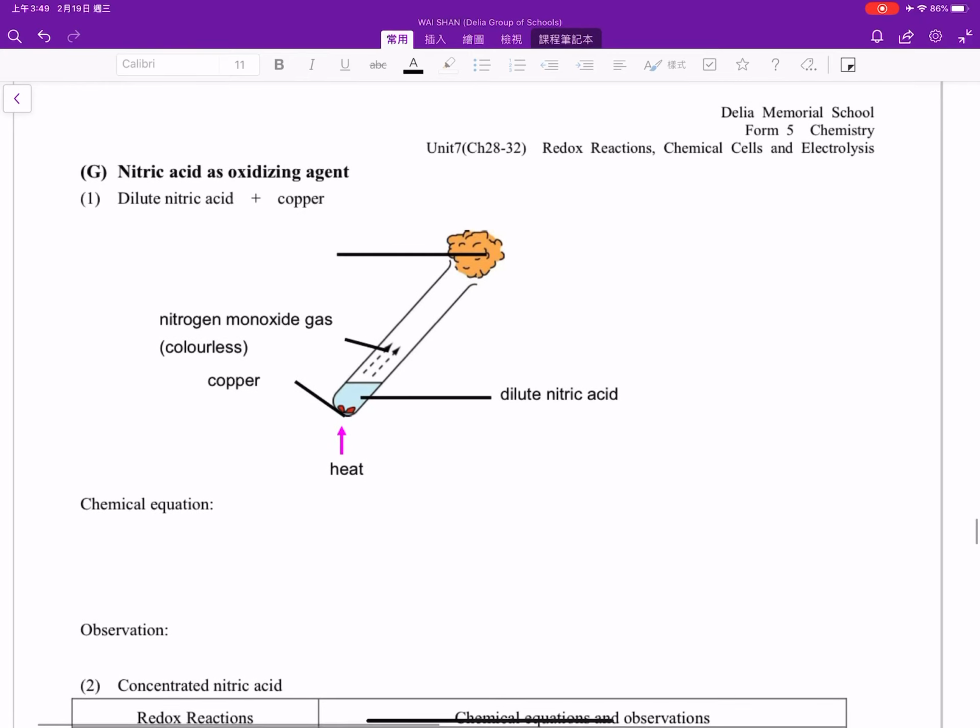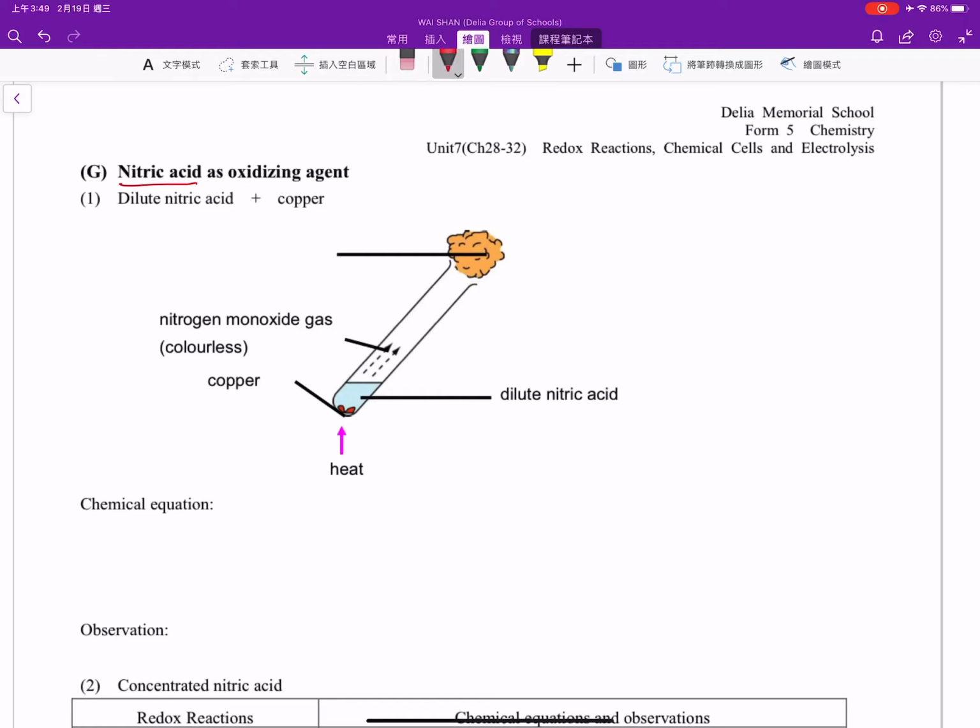Okay, in this part I will talk about page 33 to page 34 of the chapter notes, and it's about the common oxidizing agents, which are nitric acid and sulfuric acid. So we will talk about nitric acid first. When we use nitric acid as an oxidizing agent, there will be dilute nitric acid and concentrated nitric acid, right?